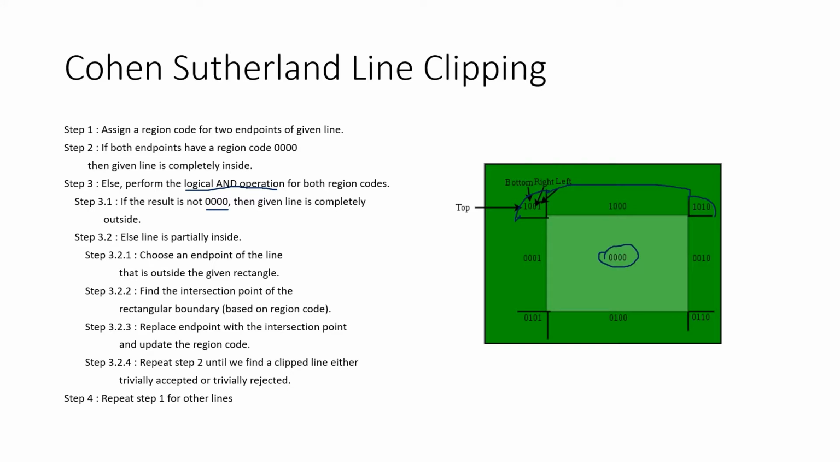In case of partially inside, we also applied how to calculate how much of that line is partially inside. You can see that for this particular line, the starting and ending points lie in the region codes 0001 and 1000. If you make an AND operation between them, you are going to get a result of four zeros. So that means it is partially inside. Now we have to calculate the intersection point.